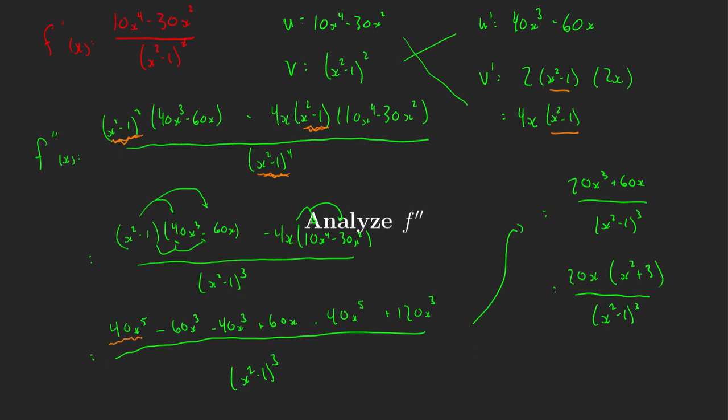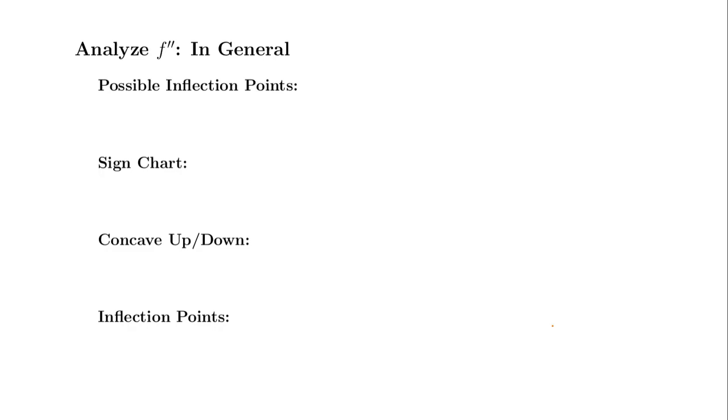And then at the end, you'll notice we've got 40x to the 5th minus 40x to the 5th. This stuff here is negative 100x cubed plus 120x cubed. So we're left with 20x cubed and 60x. And then I just factored again. That's going to make it easier for us to analyze. So we'll deal with this version of it. So that's our second derivative. Make sure you can find that.